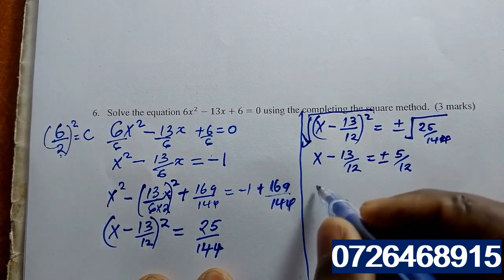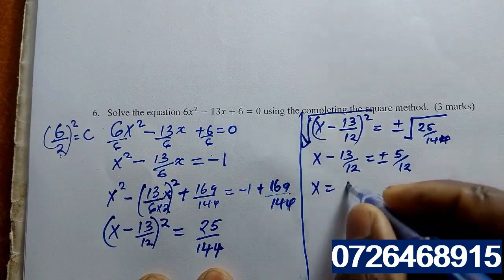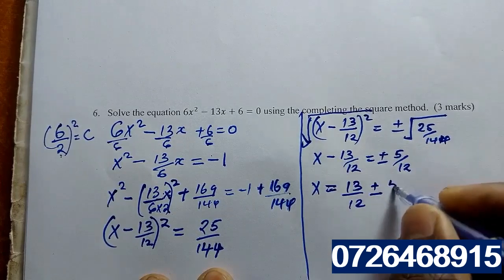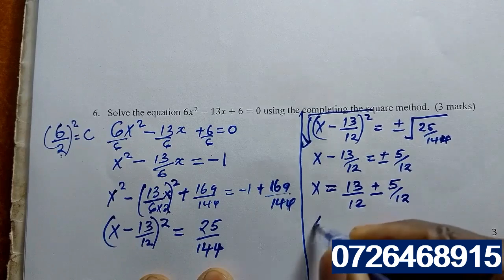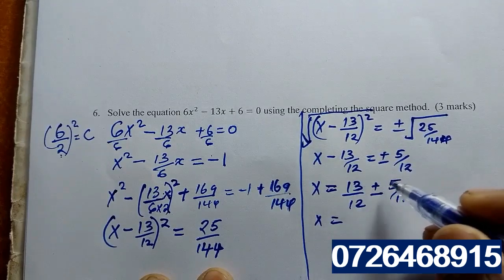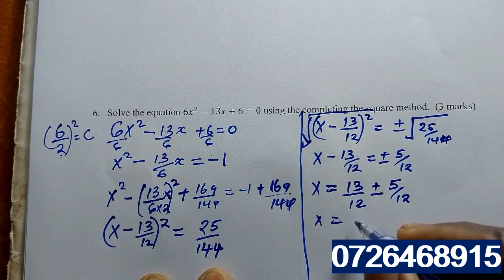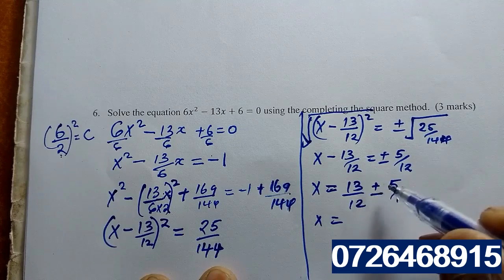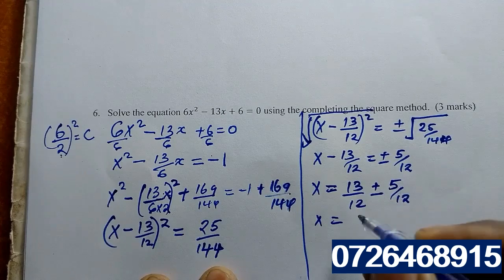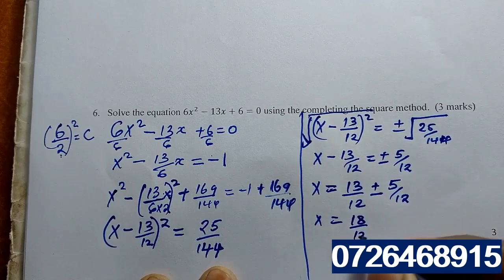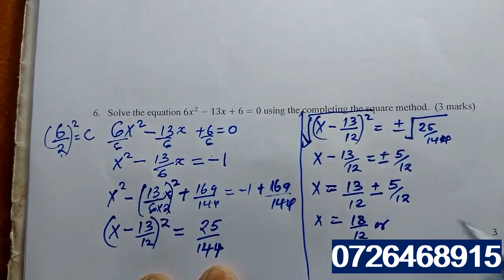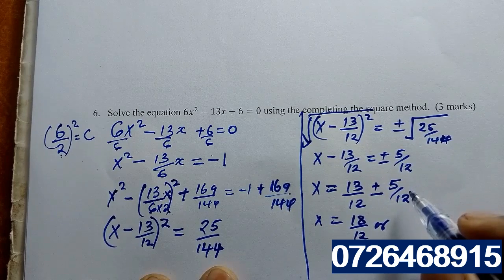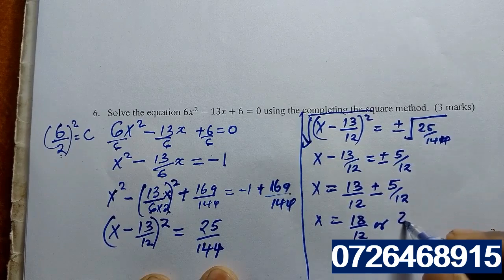So x itakuwa, hii itaenda on the other side, itakuwa 13 over 12, itakuwa positive, ikifuka hii cosines, itakuwa plus or minus 5 over 12. So x itakuwa ni 13 plus 5 over 12. That is 13 plus 5, itakuwa ni 18. Itakuwa 18 over 12, or 13 minus 5 itakuwa ni 8 over 12.